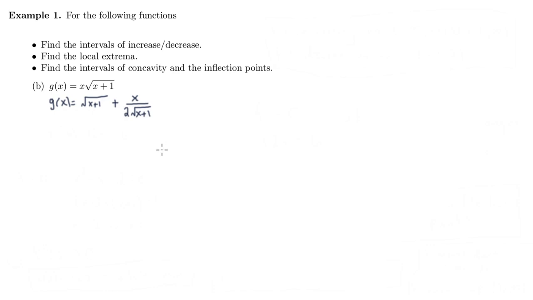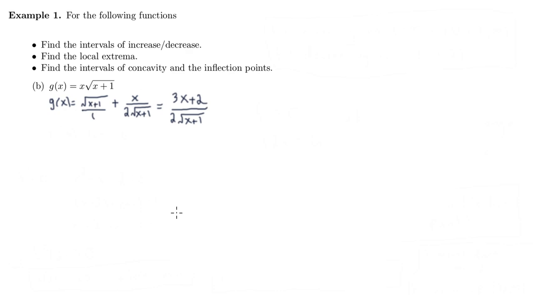Now, I don't really like the form that this is in, so I'm actually going to get a common denominator. I'm going to put this over 1, and multiply this first term by 2 times square root of x plus 1 on top and bottom. So that becomes 2 times x plus 1, so 2x plus 2 plus x, which gives 3x plus 2 all over 2 square root of x plus 1. Easy enough.